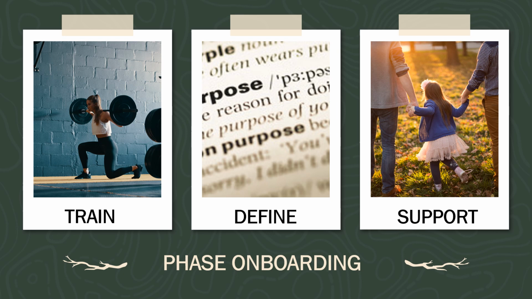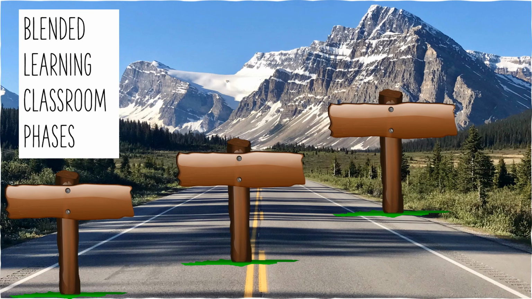Help students navigate by creating scaffolds, checklists, rubrics that may be needed. Communicate clearly, monitor and engage with students, promote that collaborative learning as well as student agency. As we take a look at these phases, remember that with each phase, you want to use that onboarding approach: train, define, support.